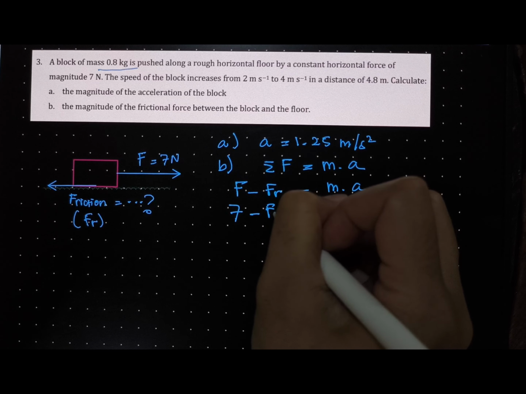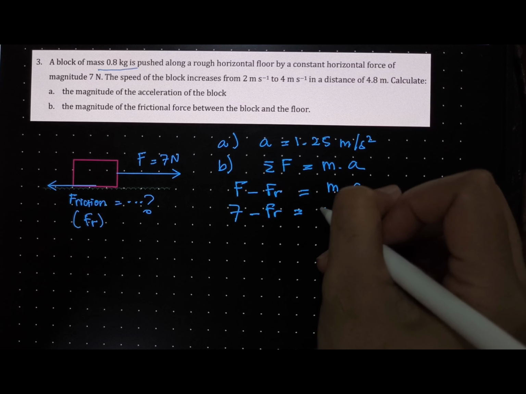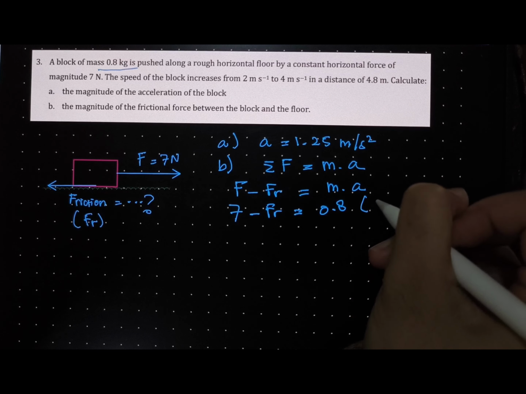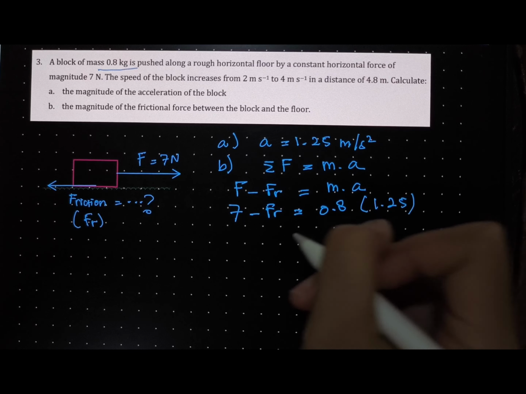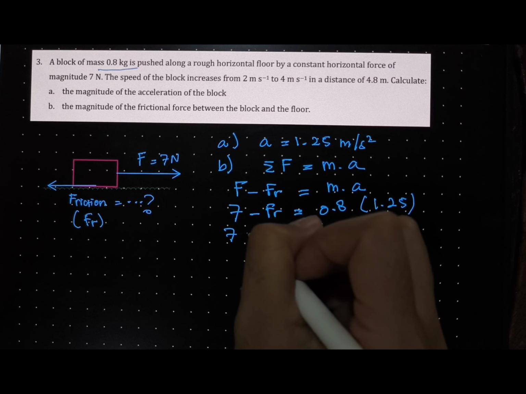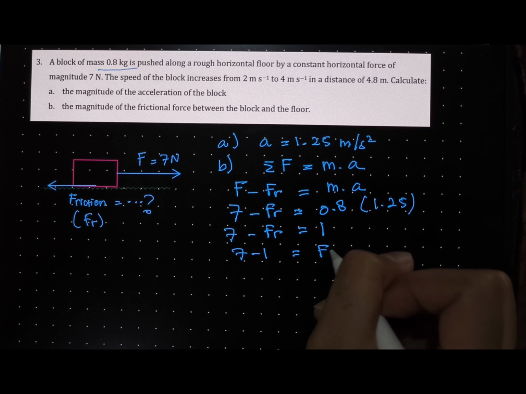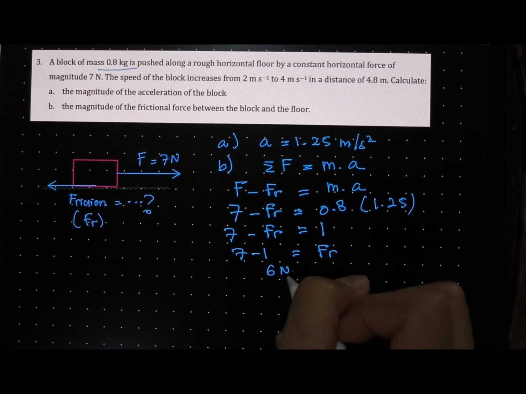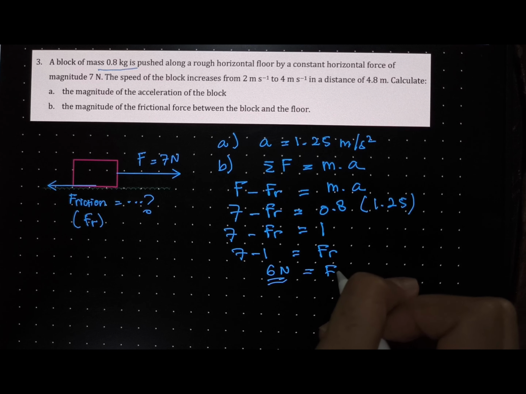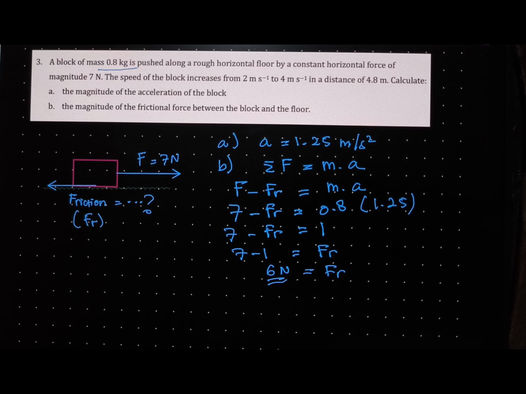7 minus friction equals 0.8 times 1.25. Next, 0.8 times 1.25 equals 1, and 7 minus 1 equals friction, so friction force equals 6 Newtons. Let's continue with part 2.